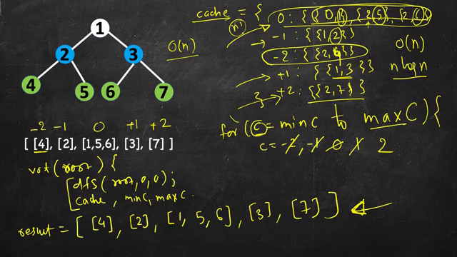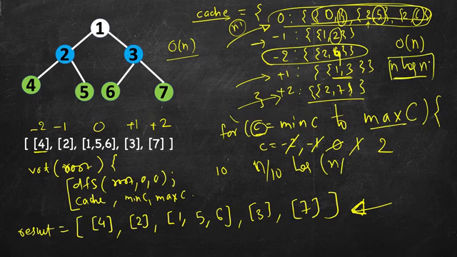cases it should be, let's say we divide into 10 parts, then n by 10 log n by 10. So it will be n log n only. You can do more time complexity analysis, but it looks like n log n here.